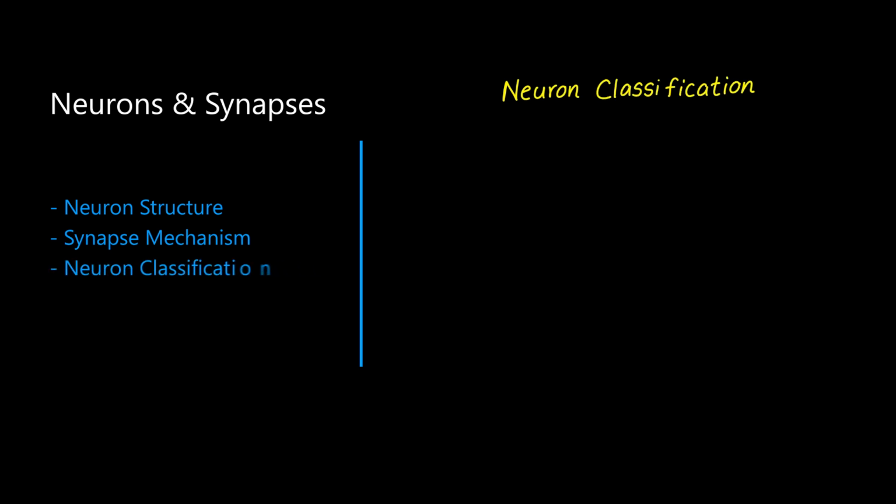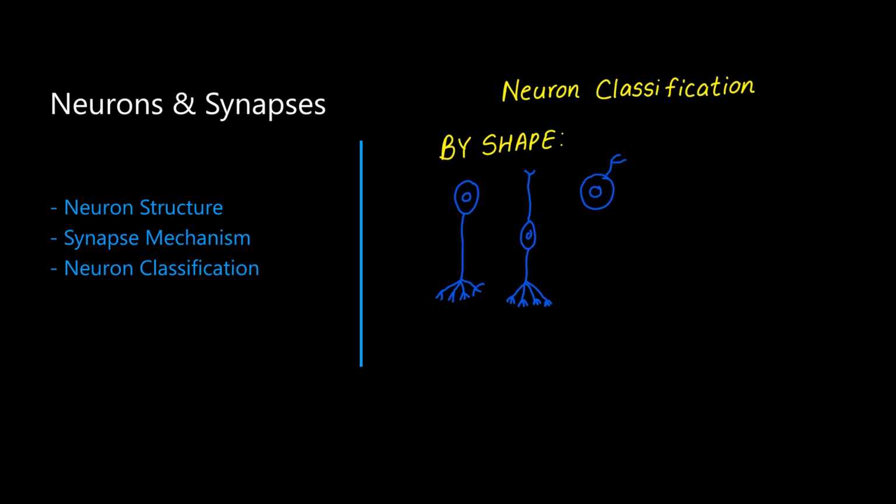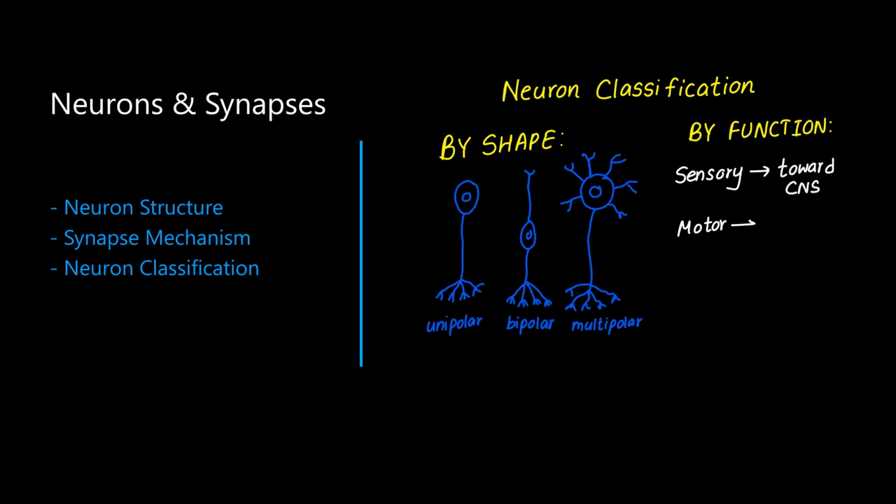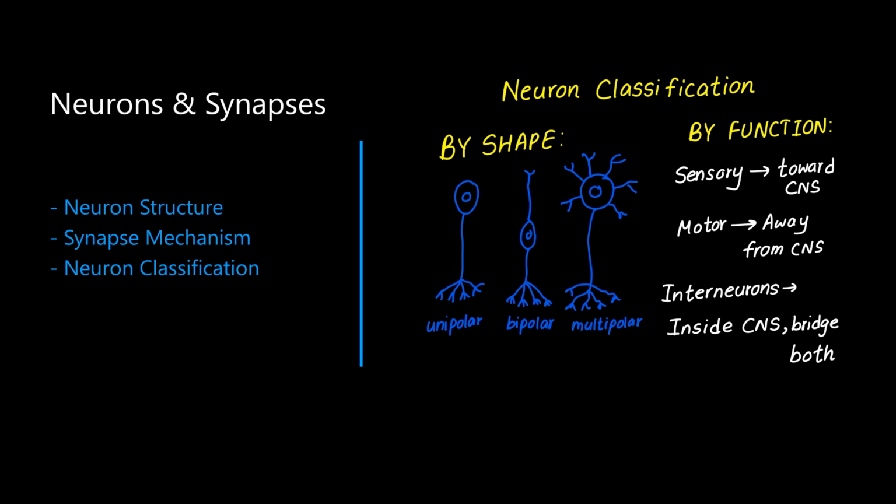Neurons are classified two ways. By shape, you have unipolar neurons with one process, bipolar neurons with two, and multipolar neurons with many. Multipolar are the most common type. By function, sensory neurons carry signals toward the CNS, motor neurons carry signals away from it, and interneurons sit inside the CNS, bridging the two.